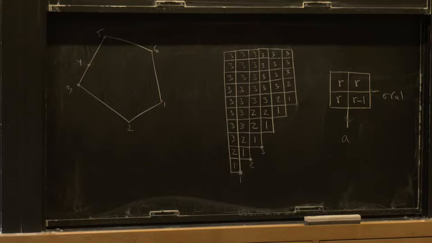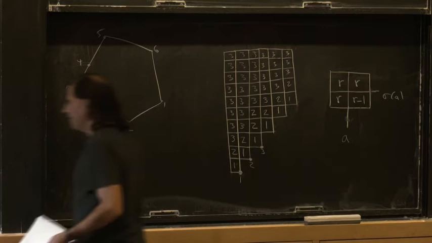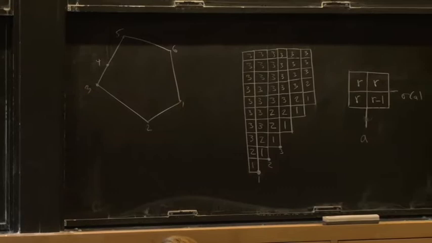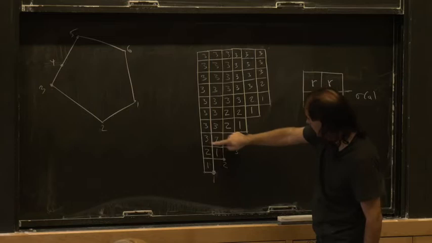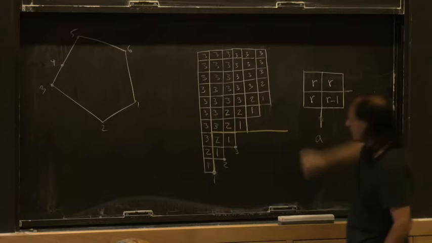Okay? But let's see how it works in this example. For example, in column 1, with point 1, I want to see where here does it locally look like R, R, R, R minus 1. It looks like that here, right? So I put 1, and then out it goes, right? So that's that 1 to 4.